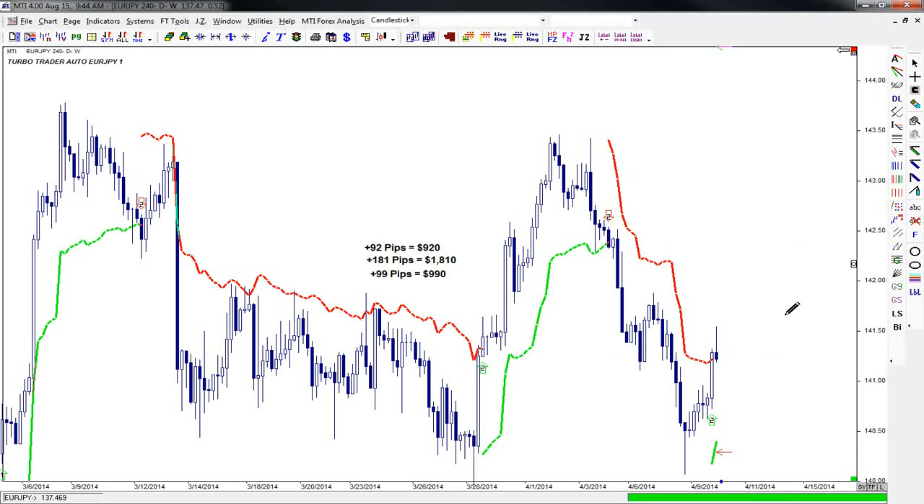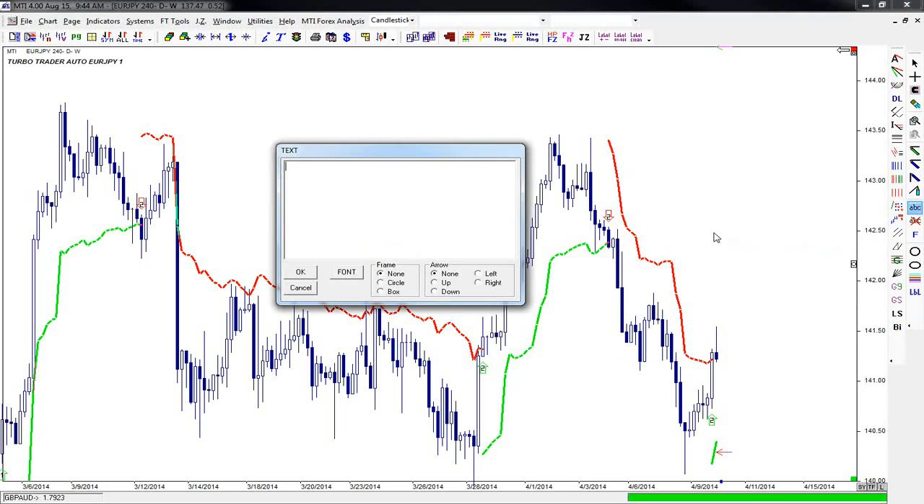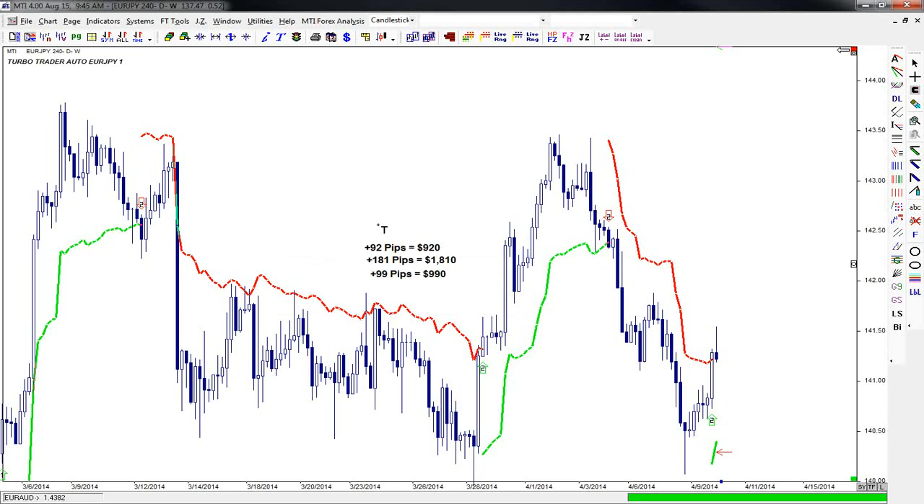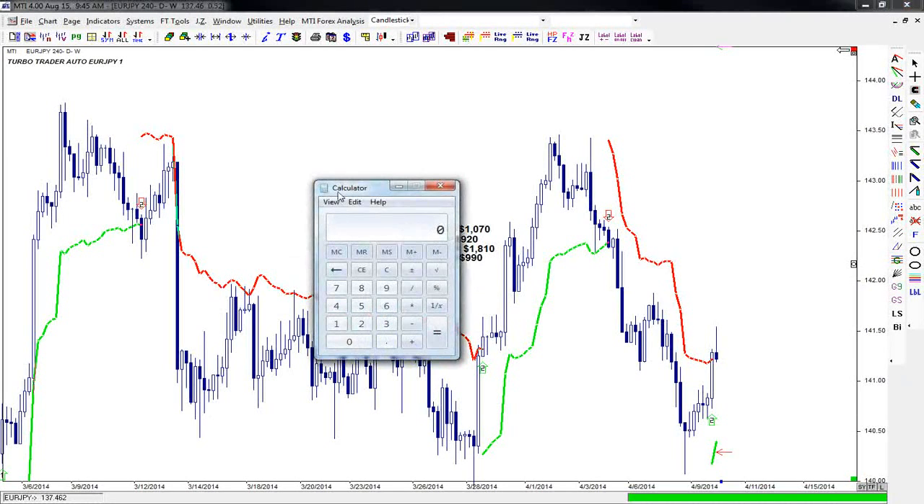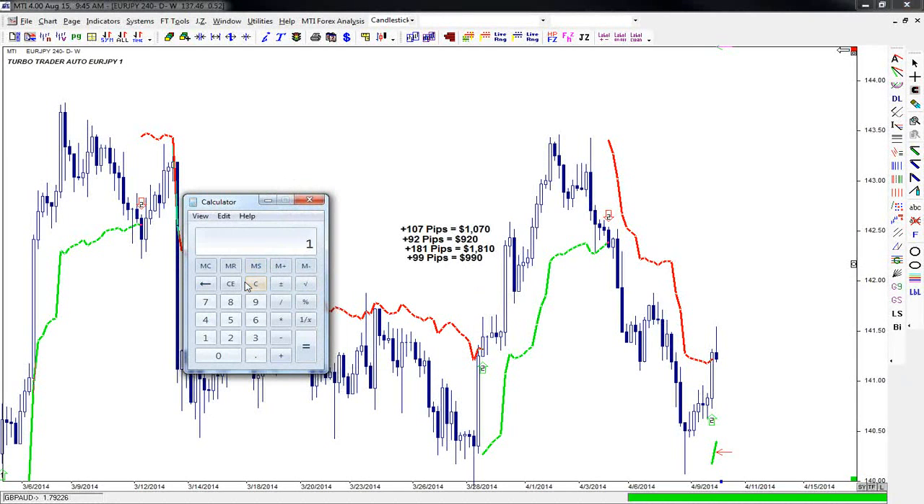That's 107 pips. How many of y'all would like to generate 107 pips on just one trade? 107 pips, or 1,070 US dollars. Not bad, okay? So with that being said, folks, let's see where you would be right now based on these trades. Let's take out my calculator. Let's do this together. We're up $1,070 plus $920 plus $1,810 plus $990, which is about $4,000.